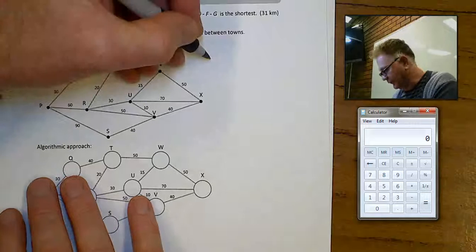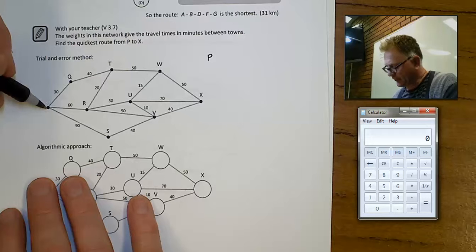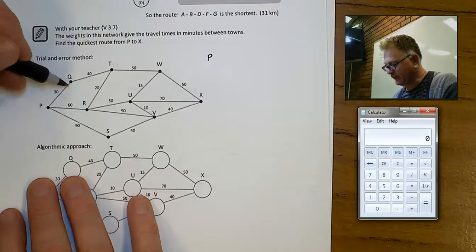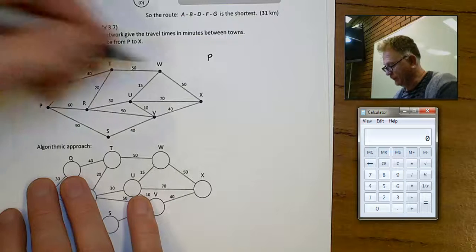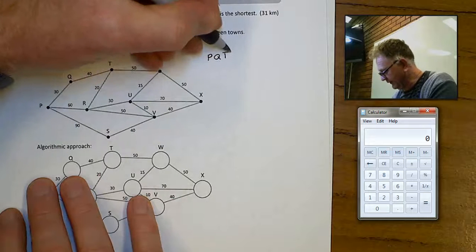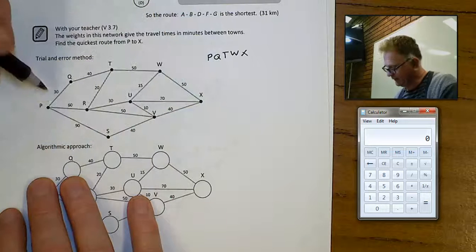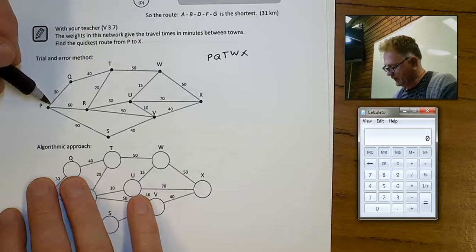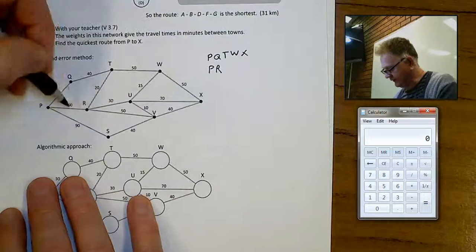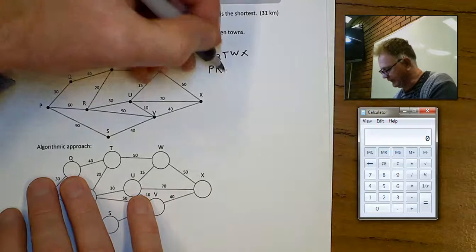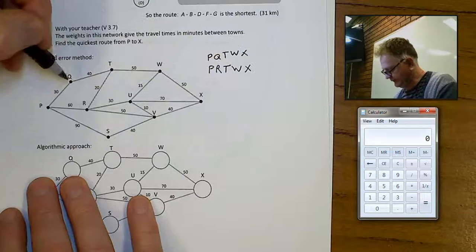To do this, I'm going to try and be kind of ordered. I'm going to always pick the left-hand route when faced with a decision. So the first one is simply P, Q, T, W, X. That will get me there. Then I could go P, R. Now I'm faced with a decision. I'll go to the left, T, W and X.